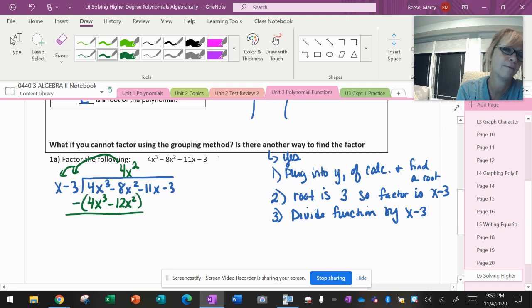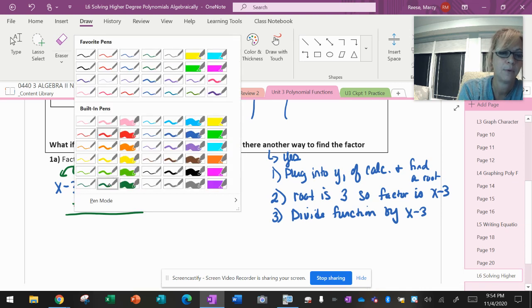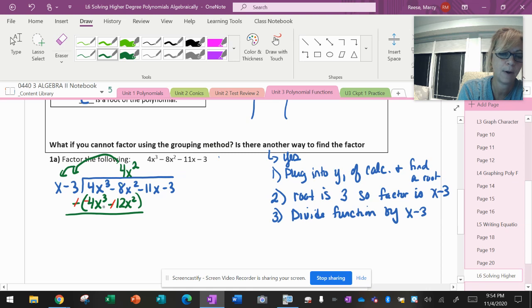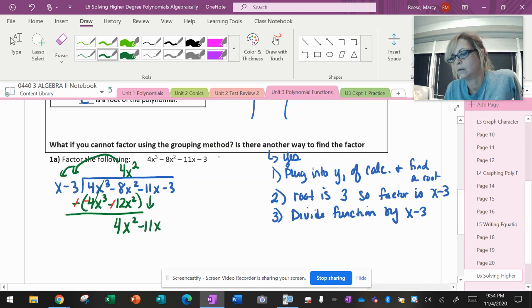I put a minus in the front. If you remember correctly, I said you've got to distribute like that, remember? That's all I need you to distribute. And then you combine, so those cancel out. And then I got negative 8x squared plus 12x squared is 4x squared. I bring the negative 11x down, and I do it all again.